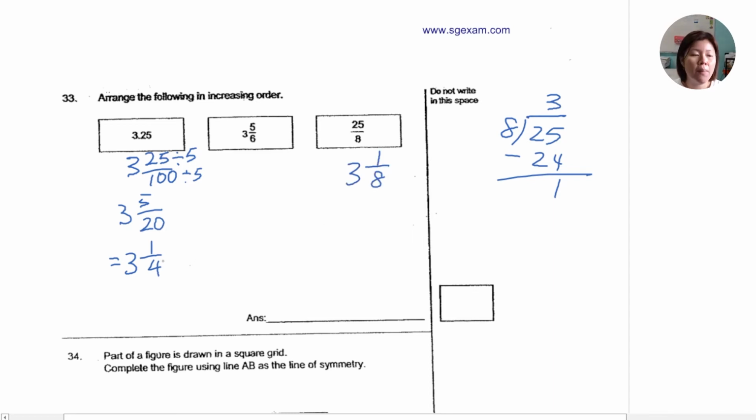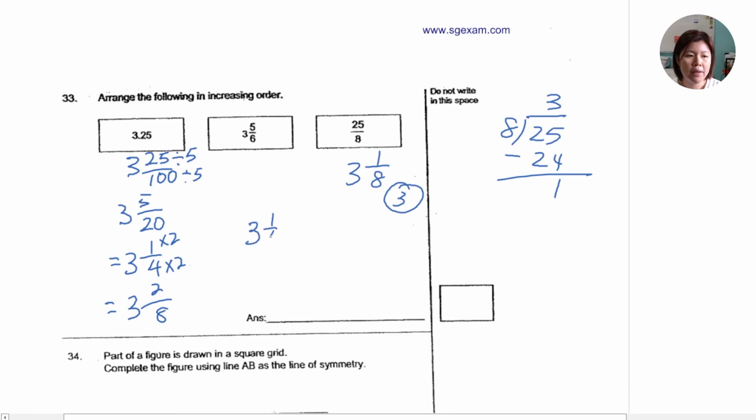Okay, so let's compare. My 1/4 and 1/8. 1/4 is big. So why? Because if I multiply by the same denominator, it's actually 3 whole 2 over 8. So we know that this one is the last one. So we put the number 3. But we are not confident if 3 and 1/4 is bigger or smaller.